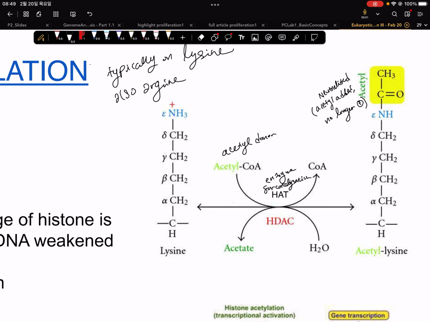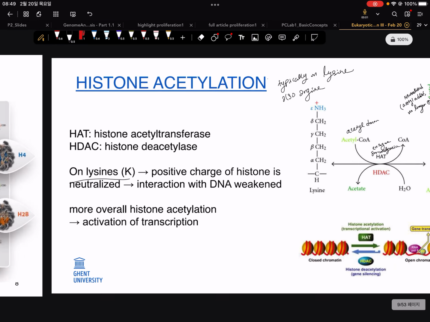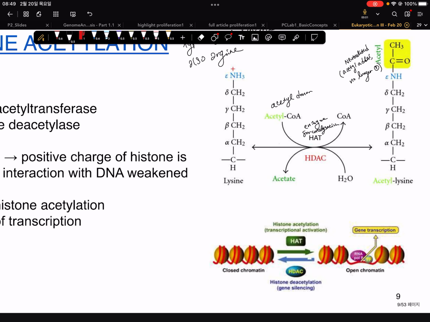And I said that the charge was very important for the interaction with DNA. I said histones are positive, DNA is negative. But here you neutralize part of that positive charge of the histones. Doing so, you weaken the interaction. So the interaction with the DNA is weakened by those acetyl groups on the N-terminal of the histones.